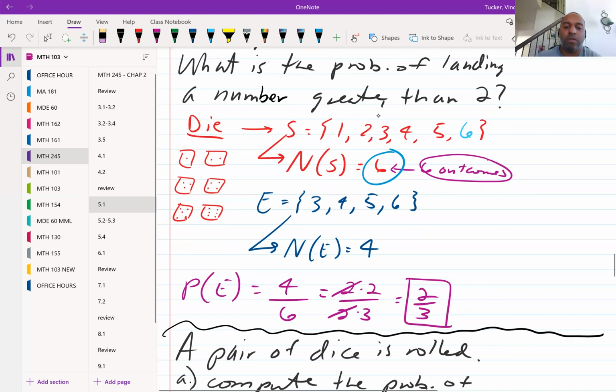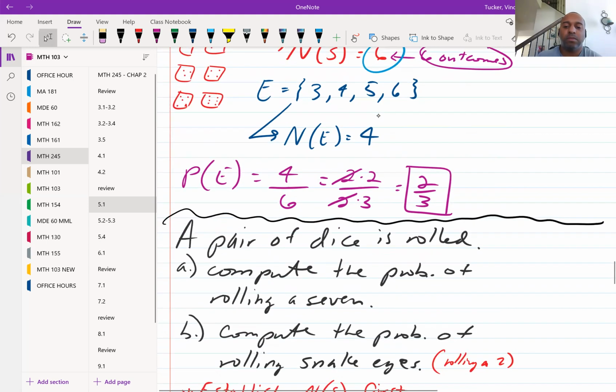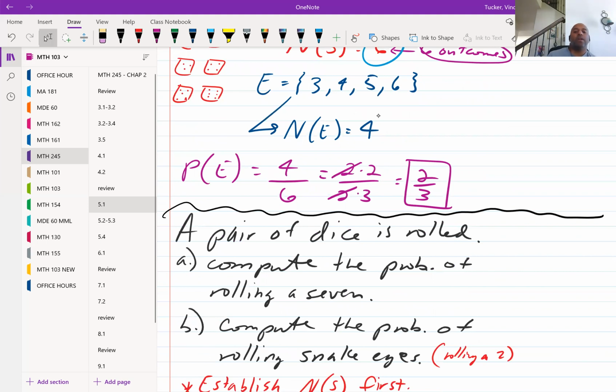All right, scrolling up. Okay, so this time a pair of dice is rolled. A: compute the probability of rolling a 7. B: compute the probability of rolling snake eyes, which is rolling a 2.